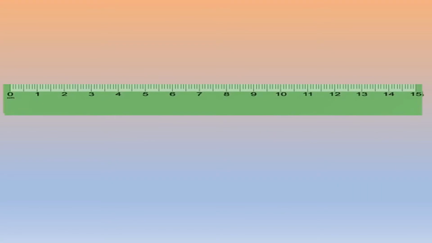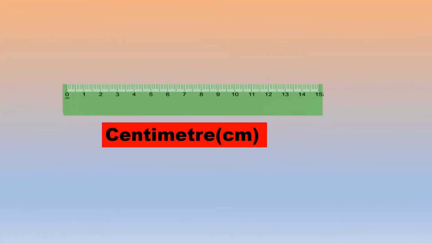We read the length as 1 centimeter, 2 centimeter, 3 centimeter and 4 centimeter and so on. To write centimeter, we use the short form cm.